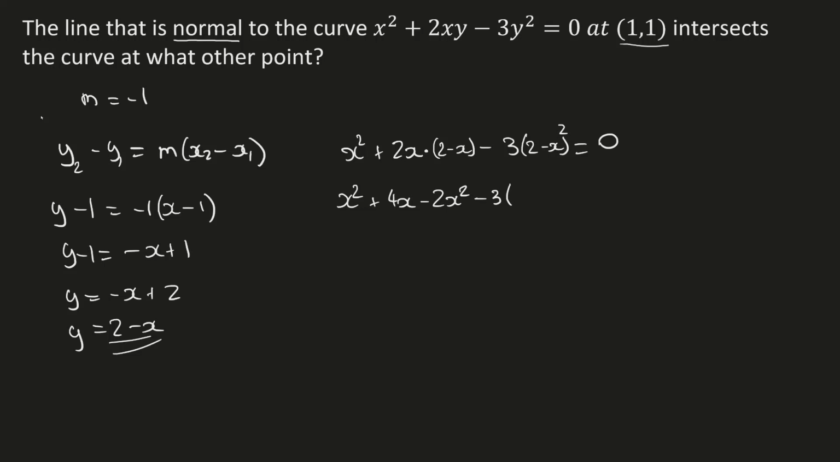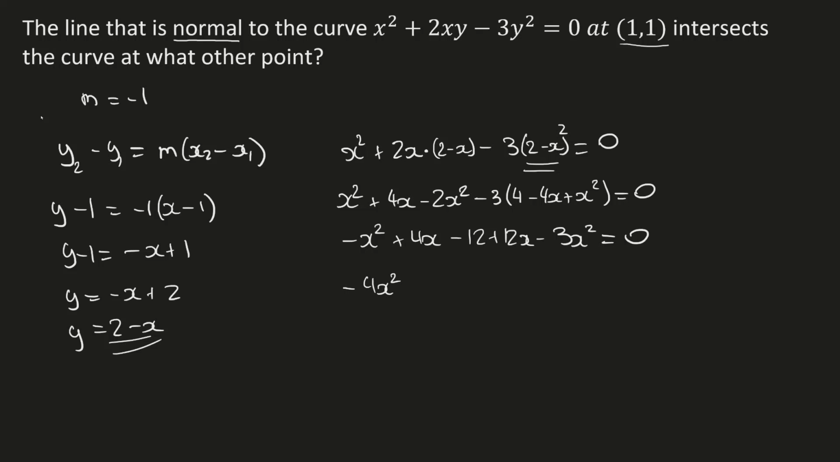Before we multiply, we must solve this thing first. So (a minus b) whole squared can be written as a squared minus 2ab plus b squared, equals 0. So x squared minus 2x squared can be written as minus x squared plus 4x. So multiply everything: minus 12 plus 12x minus 3x squared equals 0. So minus x squared minus 3x squared is minus 4x squared. 4x plus 12x is 16x. And minus 12 at the end is equal to 0.